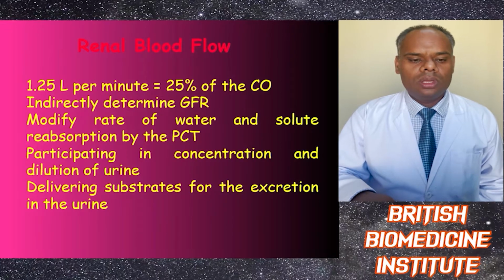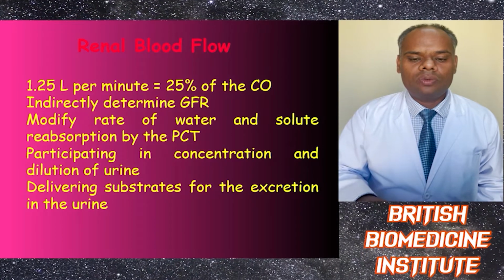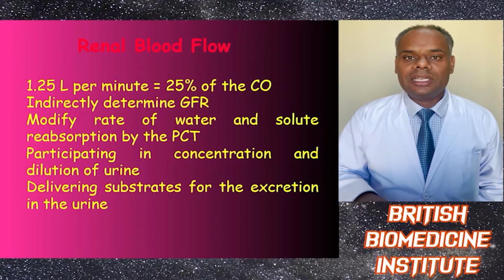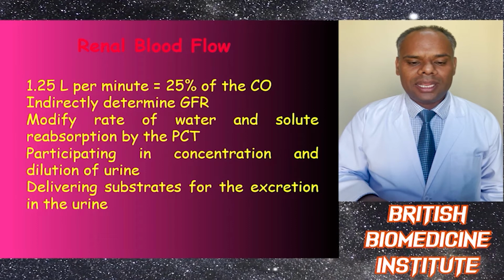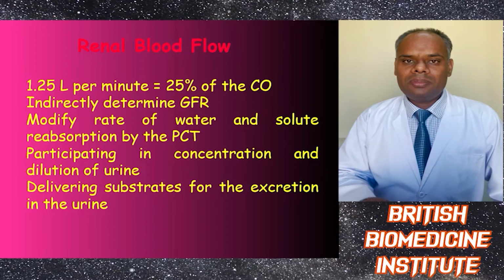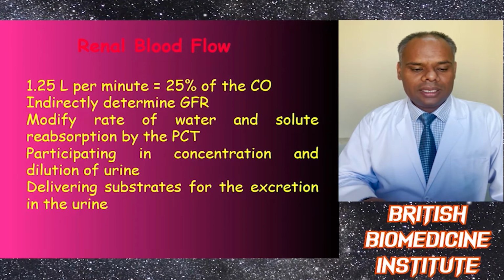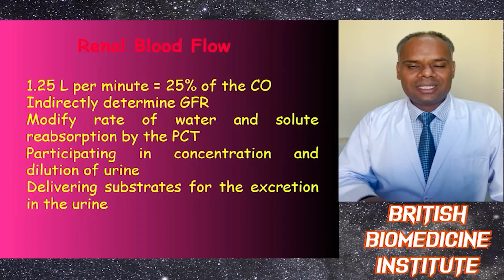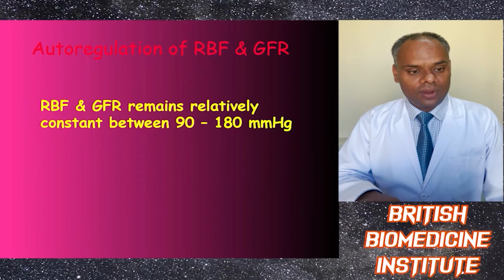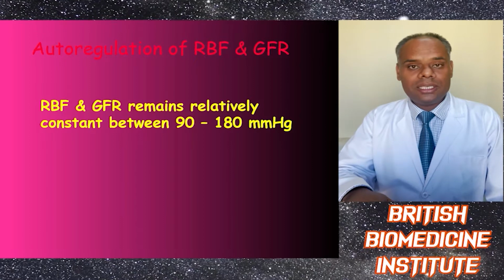Renal blood flow is 1.25 liters per minute, or about 25% of cardiac output. It is indirectly determined by glomerular filtration rate. It can modify the rate of water and solute reabsorption by the PCT, it helps in the concentration and dilution of urine, and it can deliver substrate for the excretion of urine. Autoregulation of RBF and GFR keeps them relatively constant between 90 and 180 mmHg.